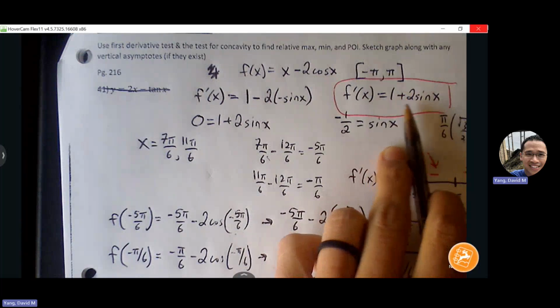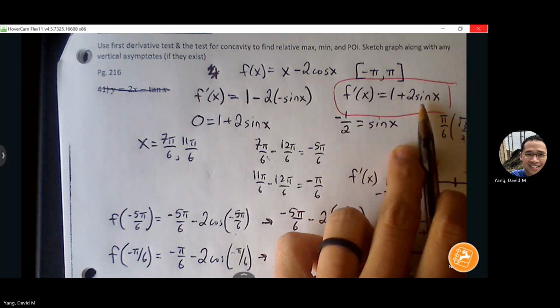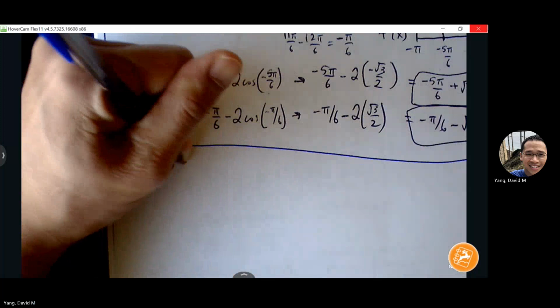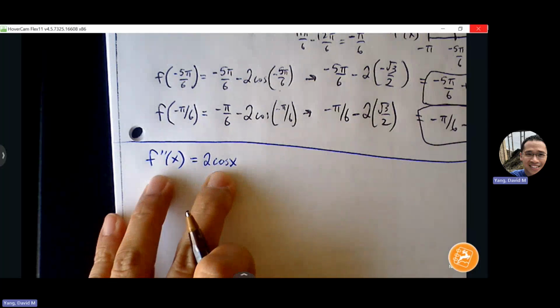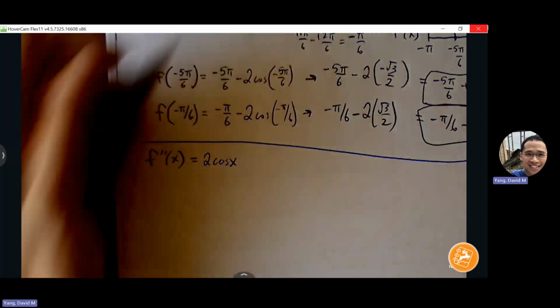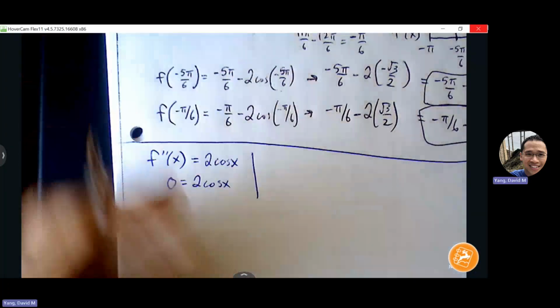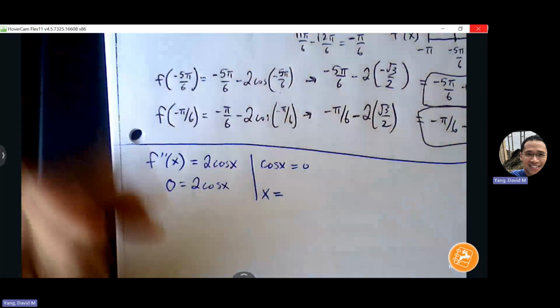So f prime is 1 plus 2 sine x. What's f double prime going to be? Just 2 cosine x, right? That 1 is going to go to 0. And to find critical points, I set that equal to 0. Divide by 2. I'm just looking to see where cosine is equal to 0. So let's just think about values between 0 and 2 pi. Where is cosine equal to 0?